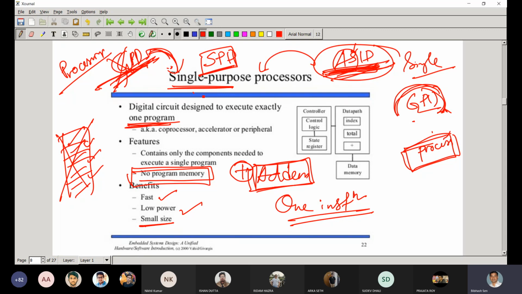If single purpose, when you analyze multiple tasks, automatically this program memory will become necessary. Then it will go to the GPP architecture. If I am not analyzing program memory with a single task, it will go to the ASIP. So both I can analyze with this example. Is it clear? Okay, sir.